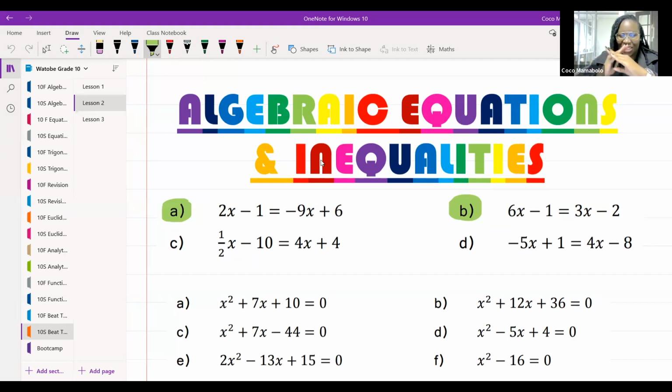Cringe alert. All right, guys, let's solve for x over here. We're gonna take 9x over to the other side and it becomes positive, and we take -1 over and it becomes positive. So we end up with 11x is equal to 7. Therefore, x is equal to 7 over 11.